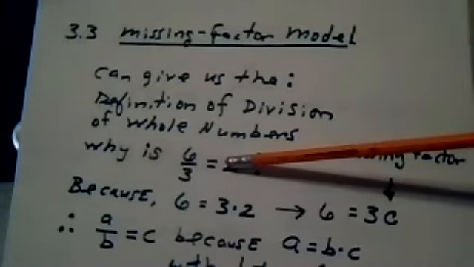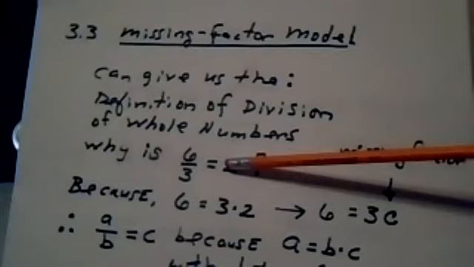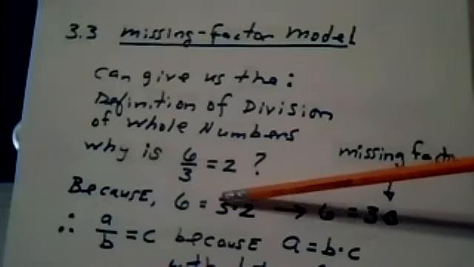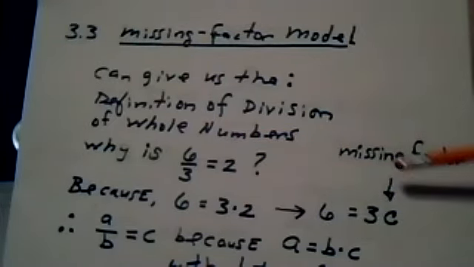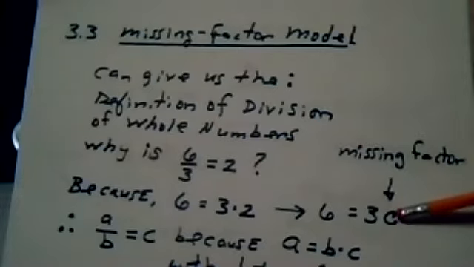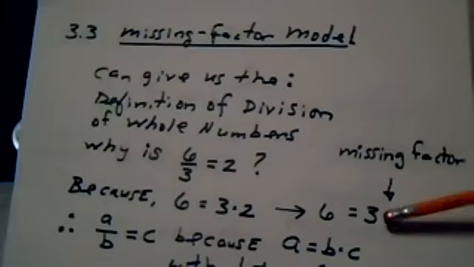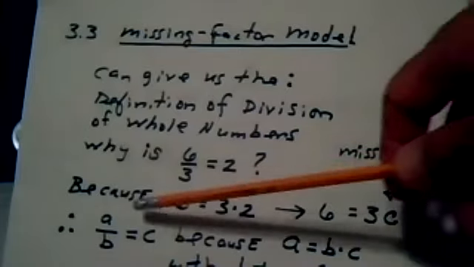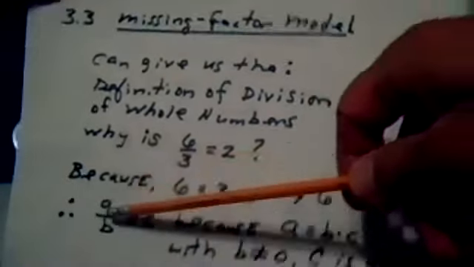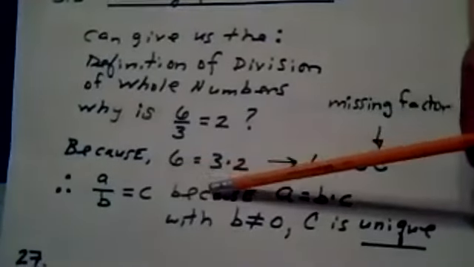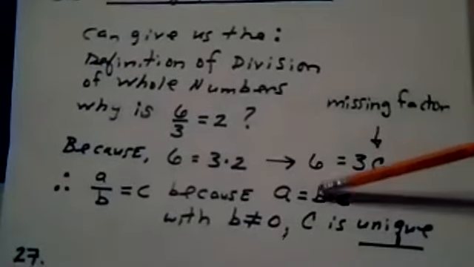So if we were to change it into a question, it would be, what is 6 divided by 3? Well, we know it's some number, right? So it would be because 6 equals 3 times some number. You could put a variable here instead, if you like. And this would be the missing factor. So now in a general form, A divided by B equals some number because A equals B times that number.